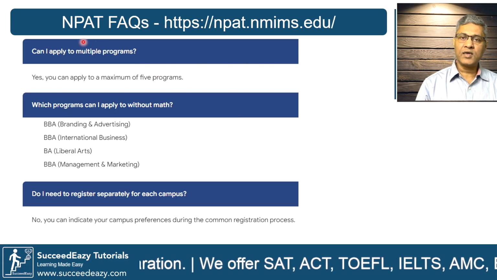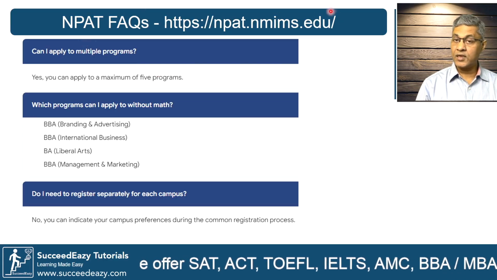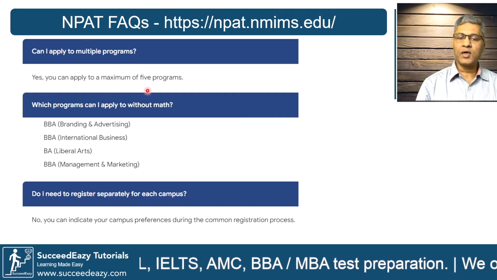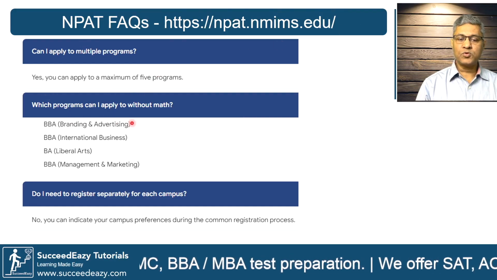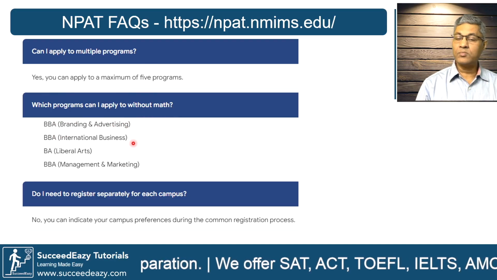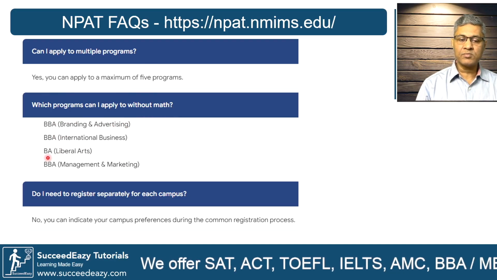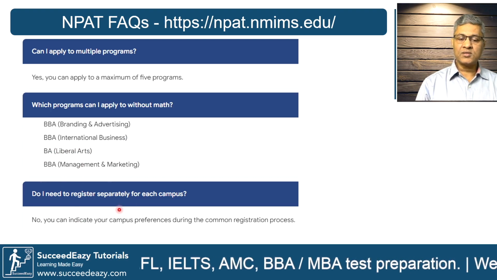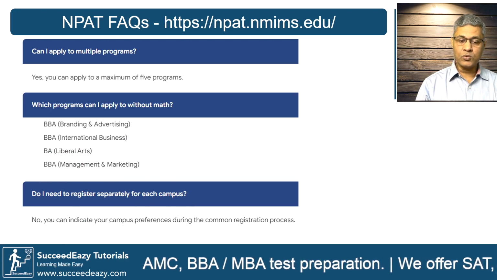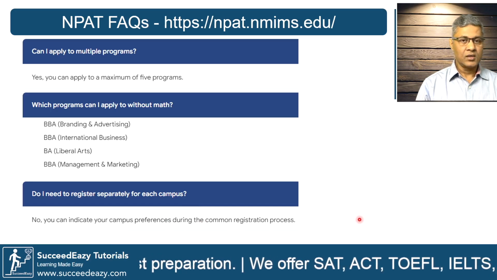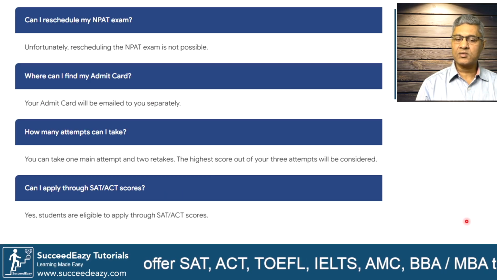Let's now look at some of the NPAT FAQs, which is again available on their website. Can I apply to multiple programs? Yes, you can apply to a maximum of 5 programs. Which programs can I apply to without math? You have these programs: BBA Branding and Advertising, BBA International Business, BA Liberal Arts, BBA Management and Marketing. Do I need to register separately for each campus? No, you can indicate your campus preferences during the common registration process. I'll not read this. You can just take a screenshot of this.